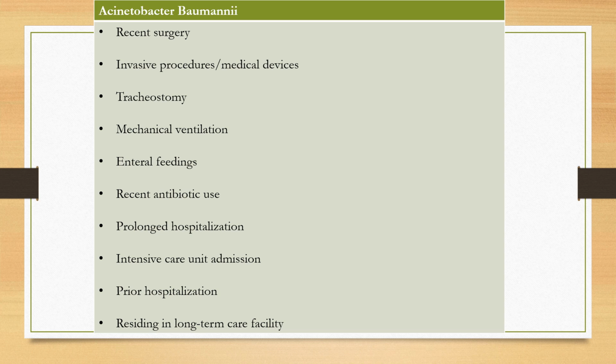For Acinetobacter baumannii, the risk factors include recent surgery, invasive procedures or medical devices, tracheostomy, mechanical ventilation, enteral feeding, recent antibiotic use, prolonged hospitalization, intensive care unit admission, prior hospitalization, residing in a long-term care facility.